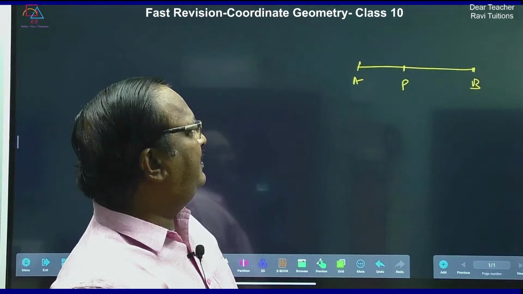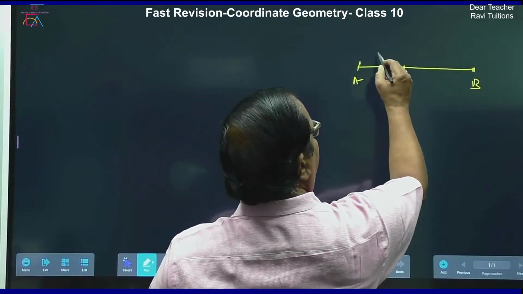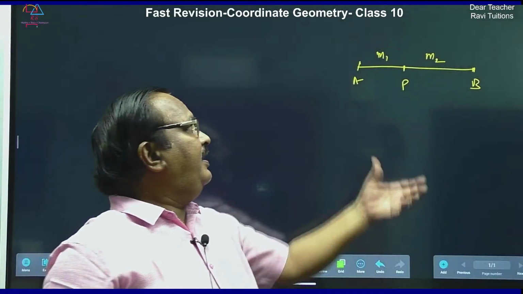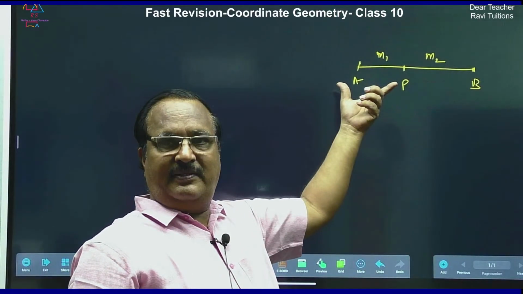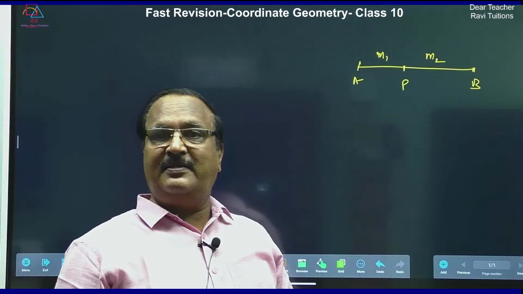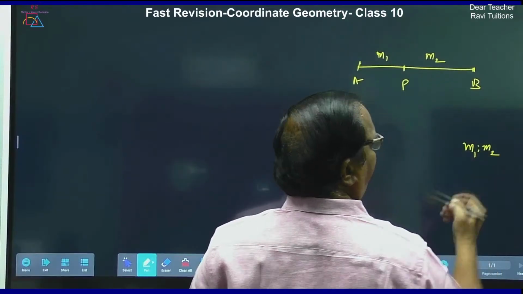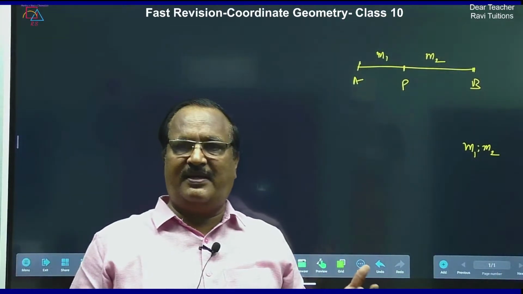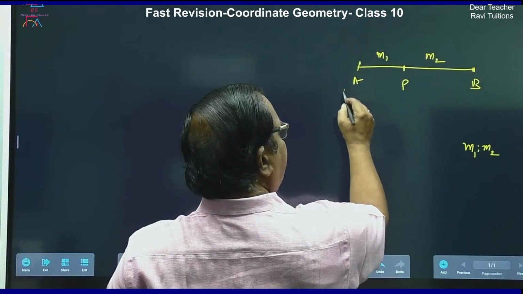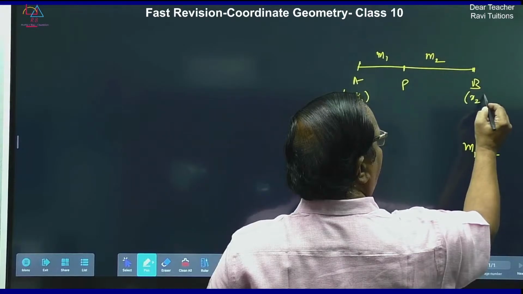So, P divides AB. P divides AB in a particular ratio. Let us say this is m1 is to m2. Okay, and the length of AP is m1, the length of BP is m2. So that means it is dividing in the ratio m1 is to m2. In the textbook maybe it is given as m is to n, whatever, no problem. Okay. Now, this point is (x1, y1), and this point is (x2, y2).